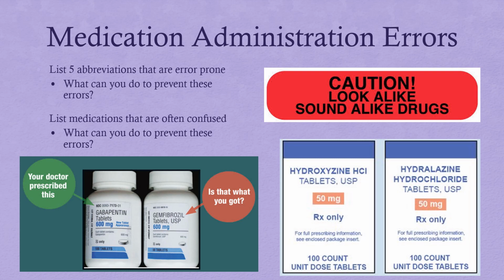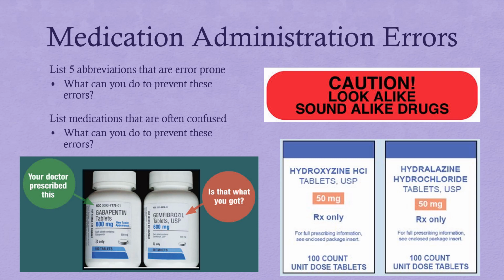The ones on the right, the hydroxyzine and hydralazine. Hydroxyzine is an antihistamine. Hydralazine is a blood pressure medication. So again, imagine giving the wrong medication, right? If our patient is having an allergic reaction and we give a blood pressure medication, it's not going to help their allergic reaction.